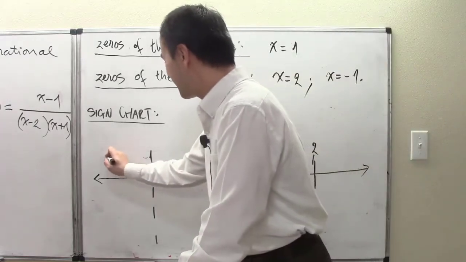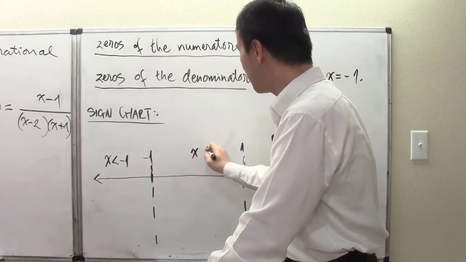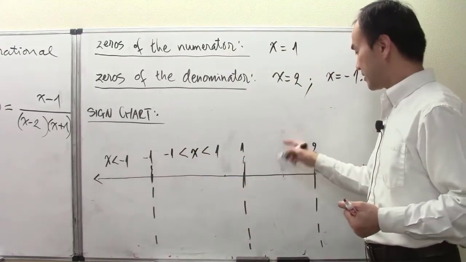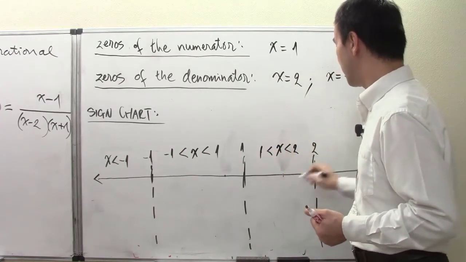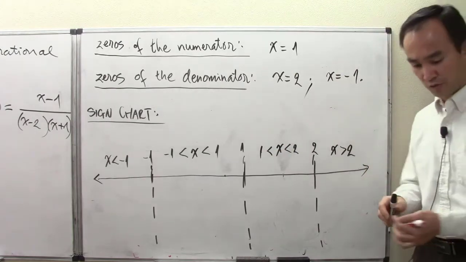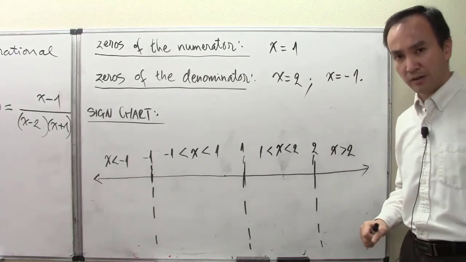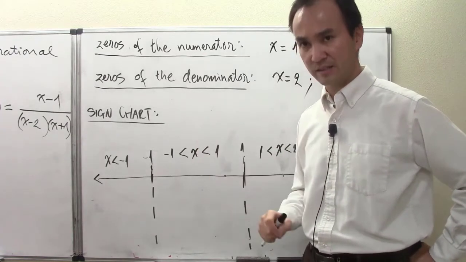This is x less than -1. This is x between -1 and 1. This is x between 1 and 2, and this is x greater than 2. We got 4 separate intervals, 4 separate zones of values to work with. So now that idea of the sign chart kicks in again.